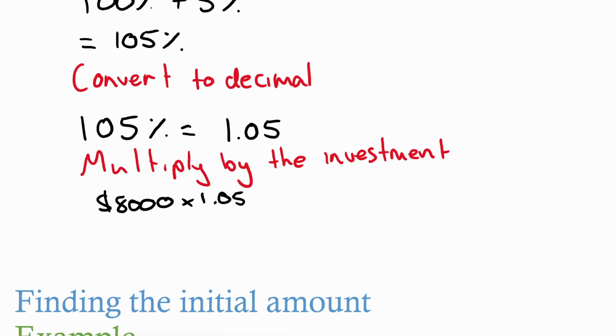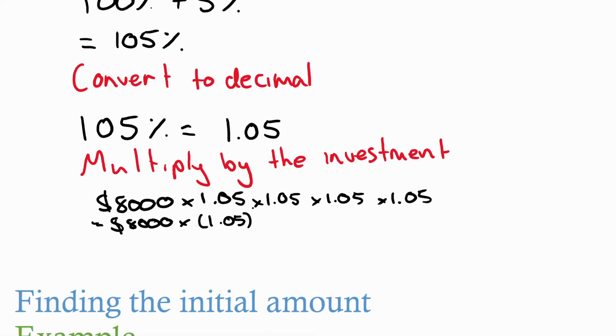Now that's 1 year. Here's our second year, our third year, and our fourth year. But let's not worry about that. I don't want to write all that or put that in the calculator. So I'm going to be lazy, and what I'm going to do is just go 8,000 times 1.05 to the power of 4, because it's 4 years. So that's the trick going forward. Instead of writing them all out so many times, your power is just how many years you're investing for.